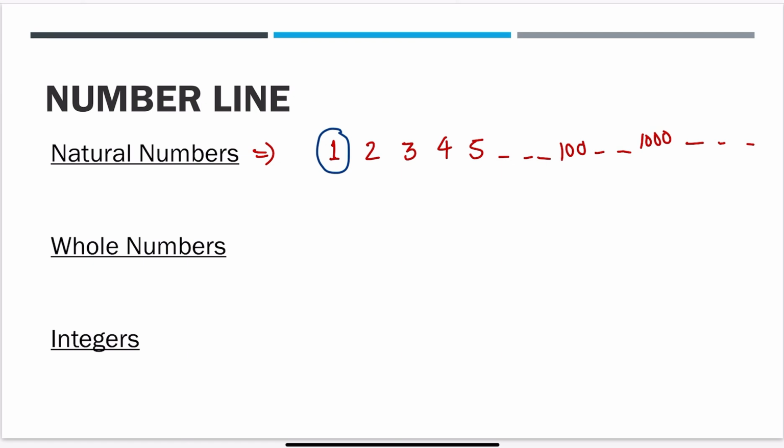Now a whole number is nothing, just a 0 added to the natural number series, means 0, 1, 2, 3, 4, 5 and so on. So the only difference between the natural number and the whole number series is that there's an extra 0. So the whole number series starts from 0, right?